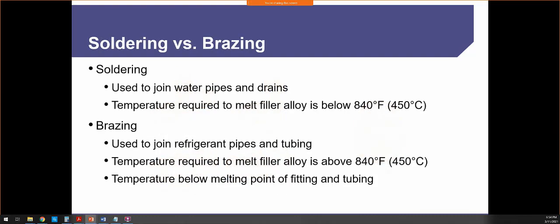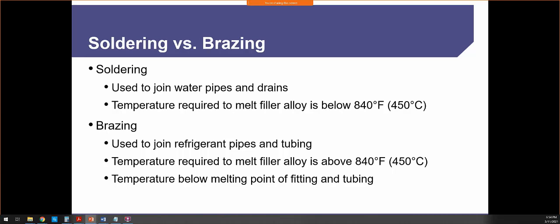We also have other ways of connecting tubing. First is soldering. It's used to join water pipes and drains, and the temperature required to melt filler alloy is below 840 degrees Fahrenheit. So I'm going to use a propane torch. You probably see them in the stores. Comes in a little blue bottle. I may even have a yellow bottle. It's got a little head to it, and I can get a flame out of there. That's what we use for water applications. Okay, we're going to use that to make our connections.